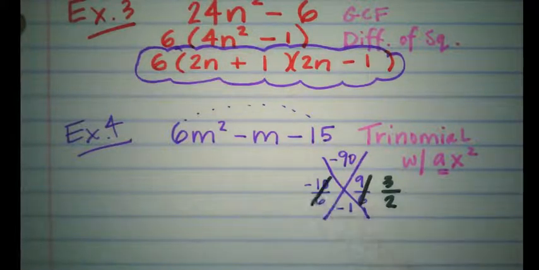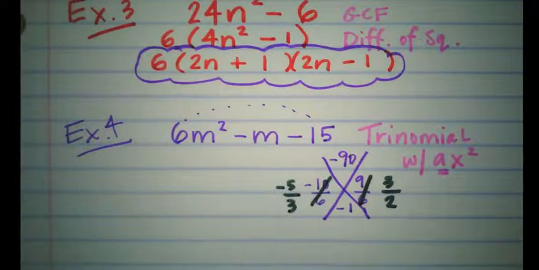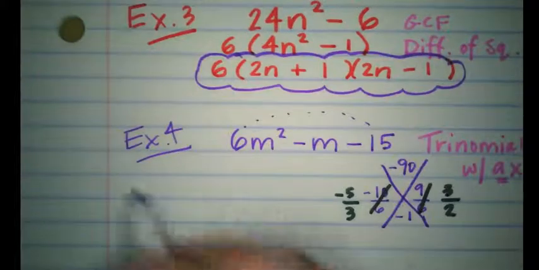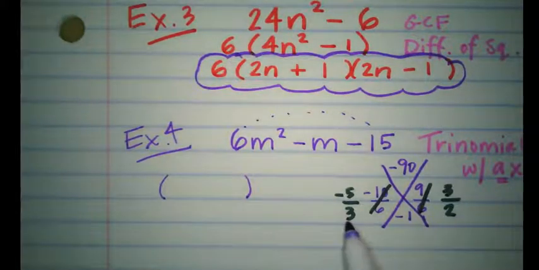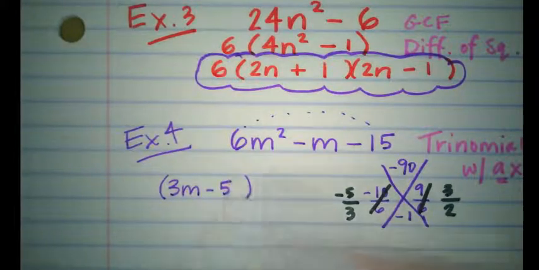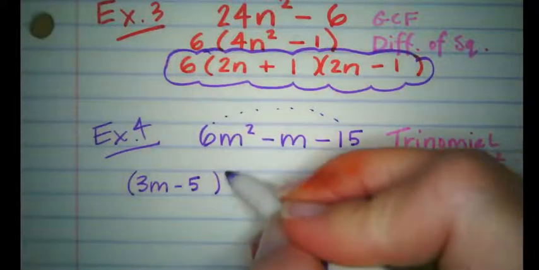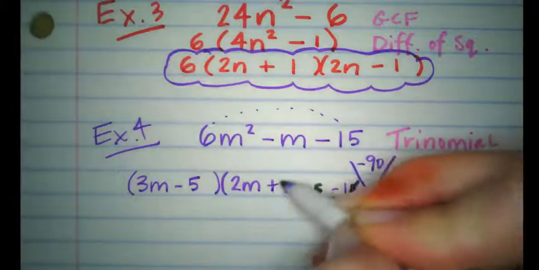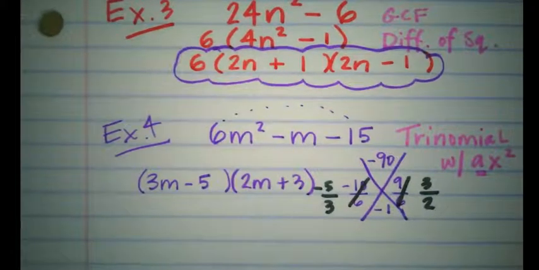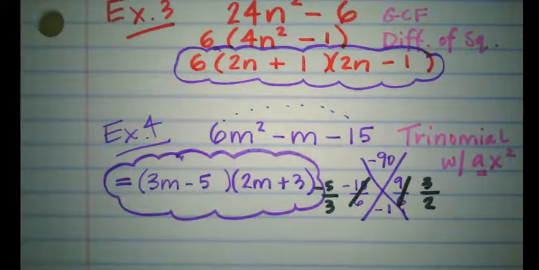And then this one we can reduce by 2, so that would be negative 5 over 3. So then we know that one set is 3m minus 5. So 3m minus 5 is one set. And then 2m plus 3 is the other set. And then again, we can FOIL this together to check and make sure that we get what we started with. So there's your answer for that.